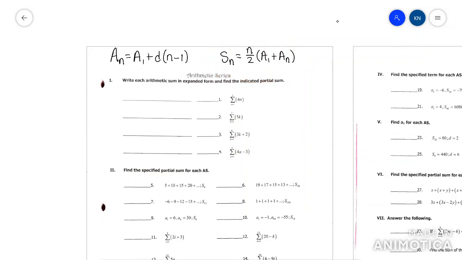So basically these ends are all the same. Your A1 is still your start, and your A sub n is going to be your finish, your last number. And then n is just the number of terms that you did.